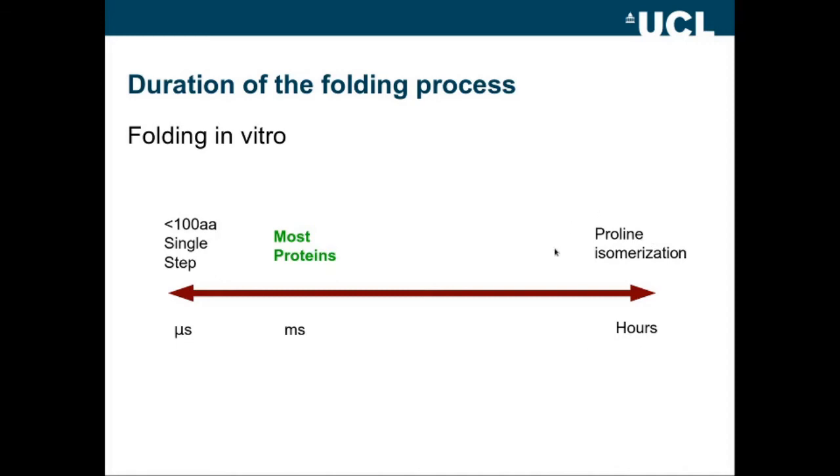The longest time is for proline isomerization. So remember that we can get cis and trans forms of proline. This refers to the peptide bond that occurs immediately before a proline residue. Normally peptide bonds are trans, but relatively commonly for proline they can be cis. And that again is the result of the nature of the side chain. The fact that it links back onto that backbone nitrogen means that the energy difference between the cis and trans forms is much lower for proline than it is for other amino acids.